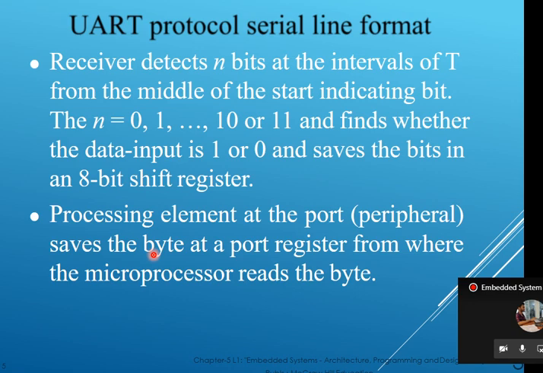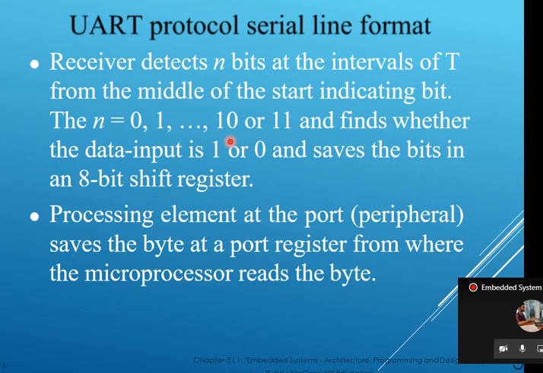After that, the start bit will be at 0, and then bits 1 to 8 will represent the 8-bit data, and the 9th and 10th will represent the stop bit. Sorry, parity bit, and after that the stop bit. So once it detects the stop bit, it will close the port, so it won't allow any communication.